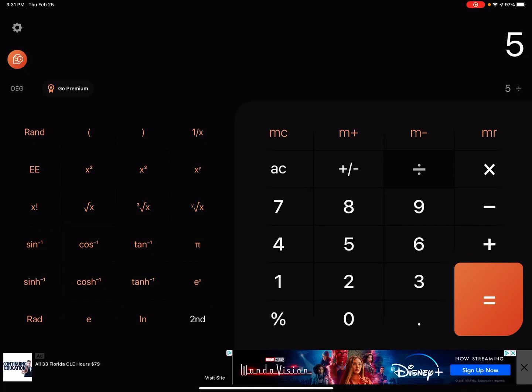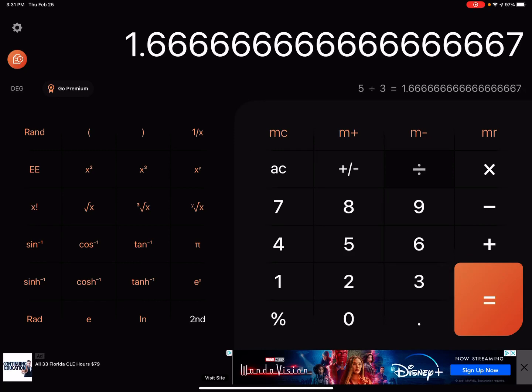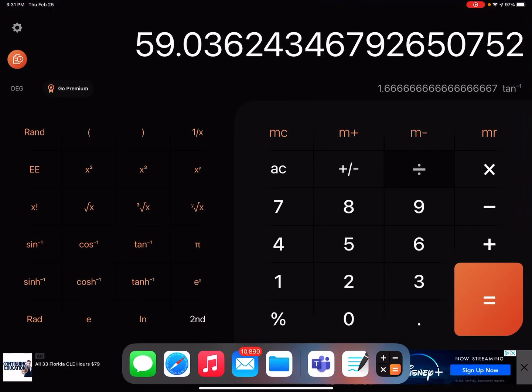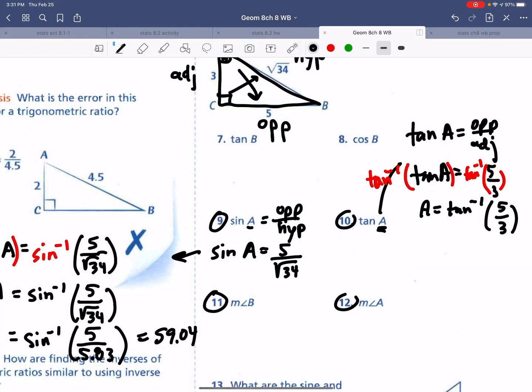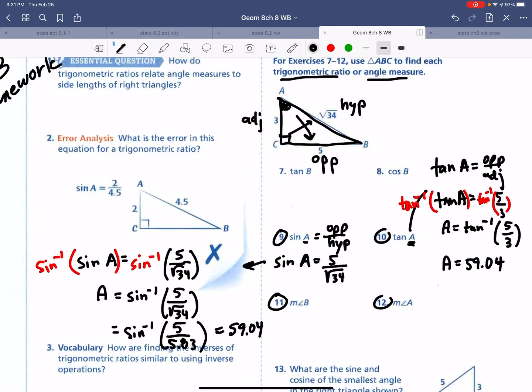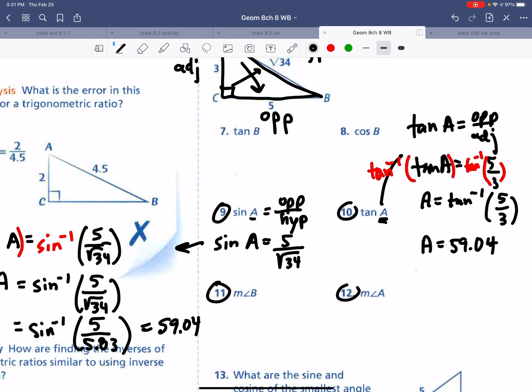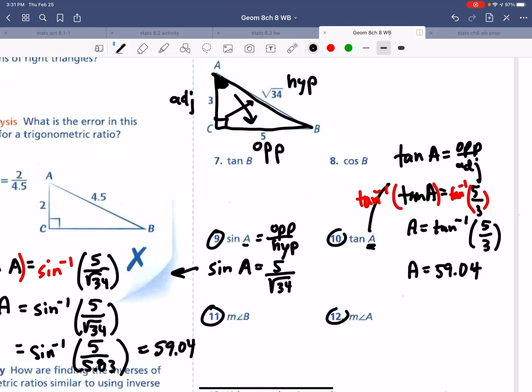So 5 divided by 3, enter. Let's make sure you hit that second sign. Inverse tangent, 59.04. Ah, now that makes sense. That should give me the same answer because angle A is here. So this shows us that we could have either used sine or tangent to solve this question because we actually knew all 3 sides.